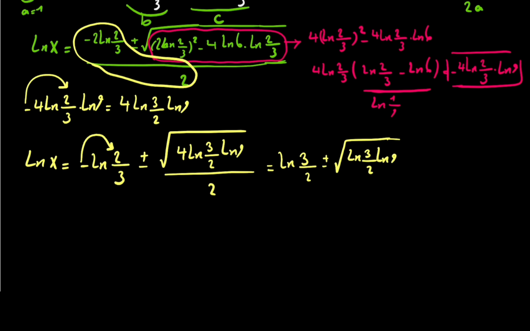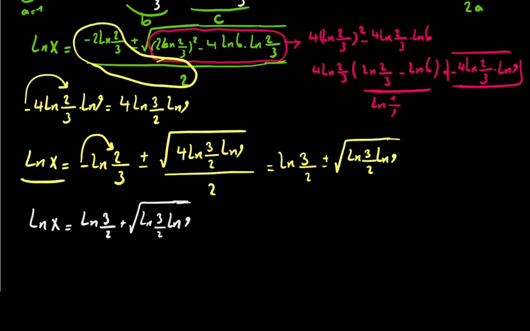Yes, that's right. But here it means we have two answers, one positive and one negative. But that's not the case. We have one answer. Why? Because ln x was the side of a triangle, so it has to be positive. And if you calculate ln 3 over 2 minus the square root of ln 3 over 2 times ln 9, that's a negative, so it can't be our answer. So the possible answer is ln x equals ln 3 over 2 plus the square root of ln 3 over 2 times ln 9.